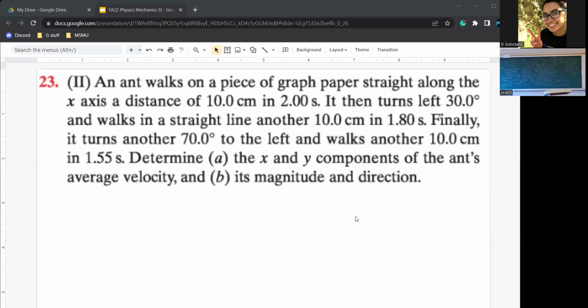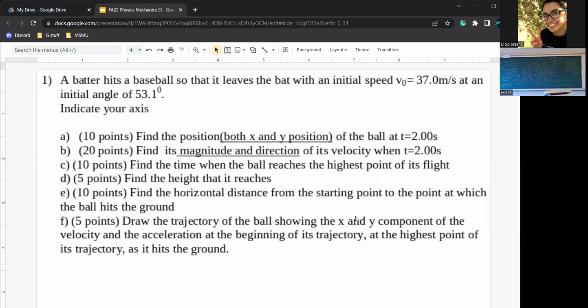Now I'm going to share my screen. Okay. All right, we're going to work on this one next. Take a look at it while I erase the board.